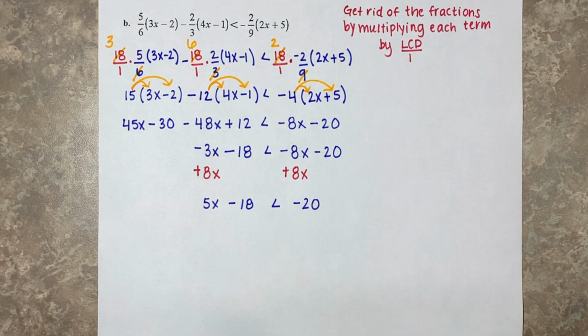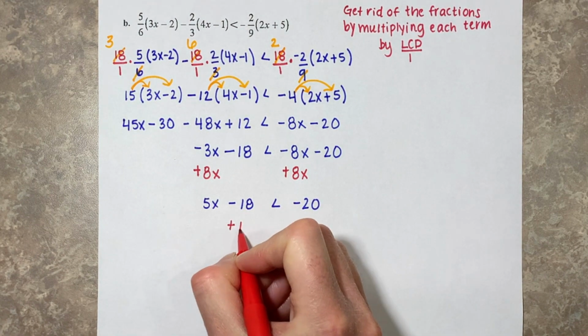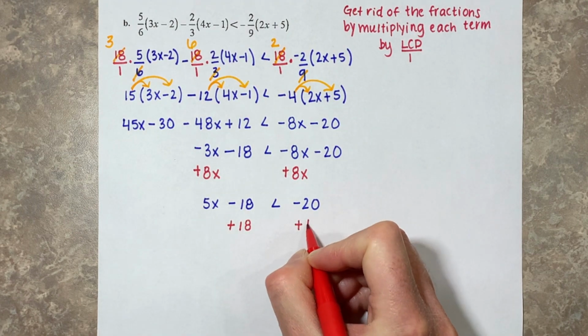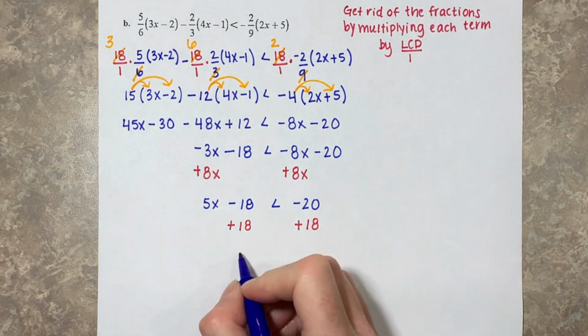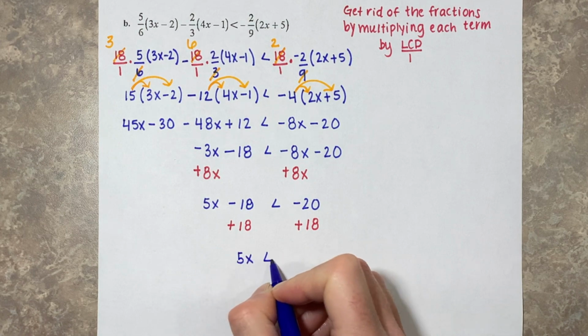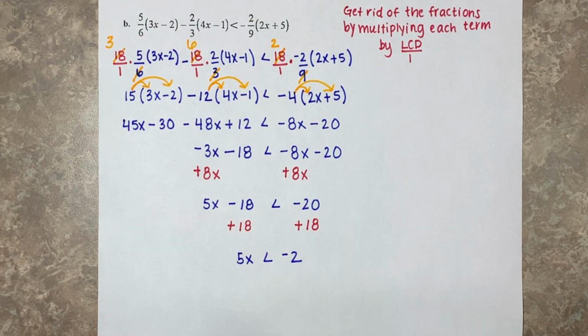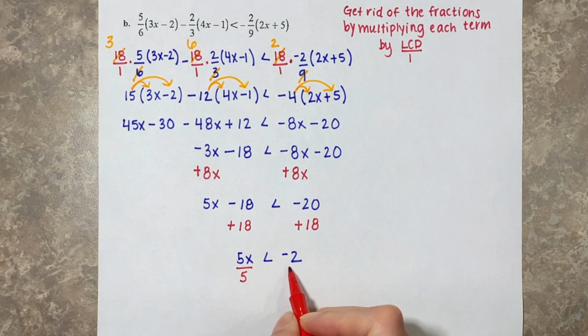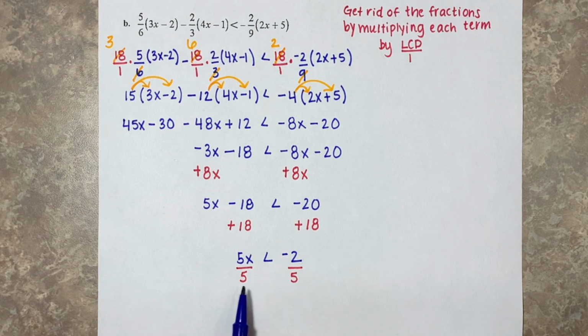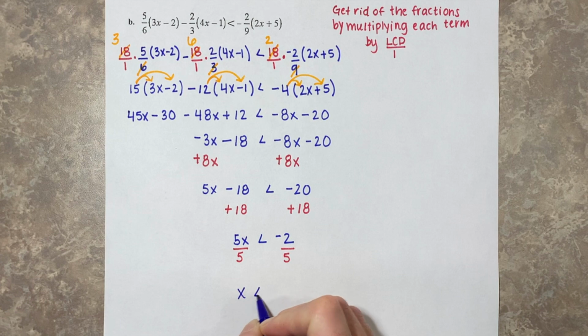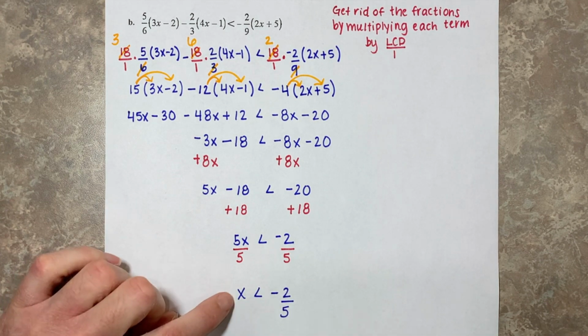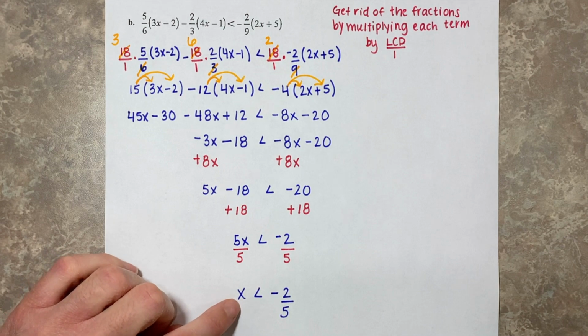Now to continue isolating x, let's add 18. And that will leave us with 5x is less than negative 2. And the last step of isolating x is to divide by 5. Notice here, we are not dividing by a negative number, so we do not need to flip the inequality. So we'll be left with x is less than negative 2/5. Now we've isolated x and we've isolated on the left side.